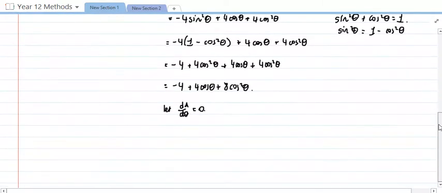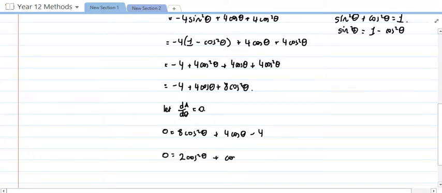Now if dA d theta equals 0, that means 0 equals 8 cos squared theta plus 4 cos theta minus 4. The first thing I would suggest doing is dividing everything by 4. So 0 equals 2 cos squared theta plus cos theta minus 1.